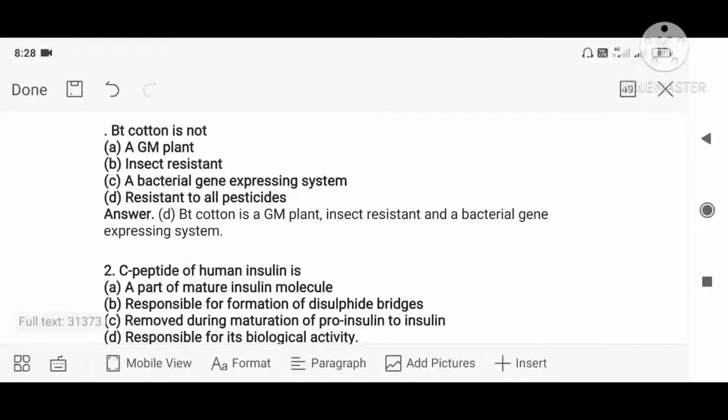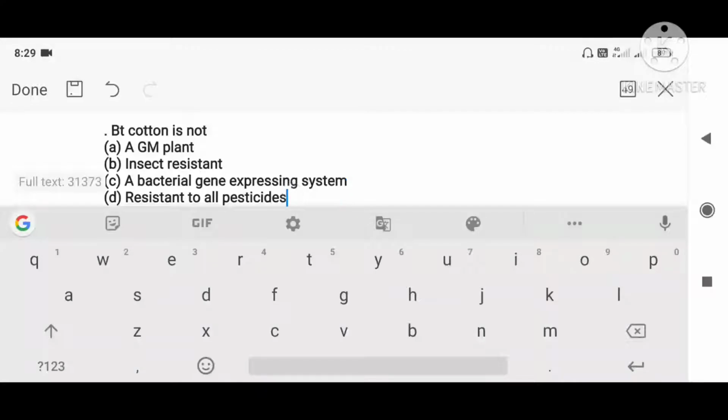A bacterial gene expressing system, yes. Bt is Bacillus thuringiensis, it is a bacteria. So A, B, C are correct. Is not resistant to all pesticides is the answer. The answer will be D. It is not resistant to all pesticides. Actually, Bt itself is a pesticide. So the option which is not applicable to Bt will be what? Resistant to all pesticides. So the answer will be D.